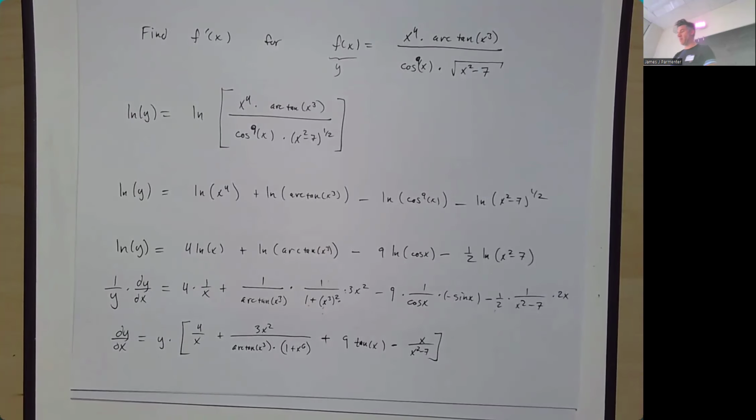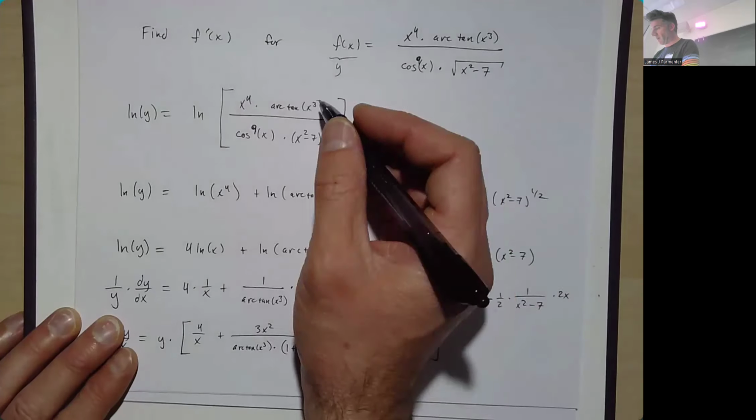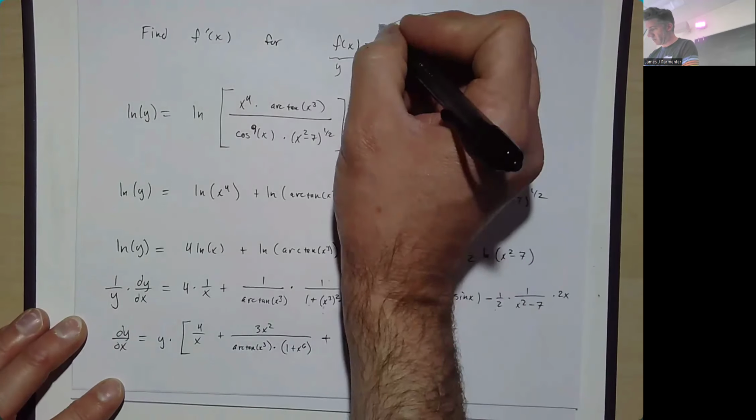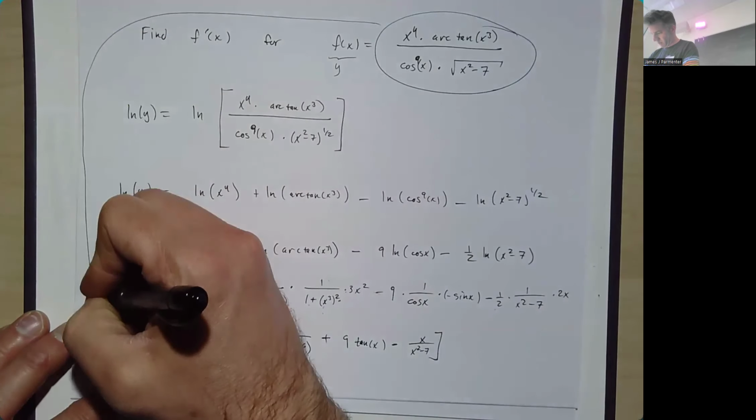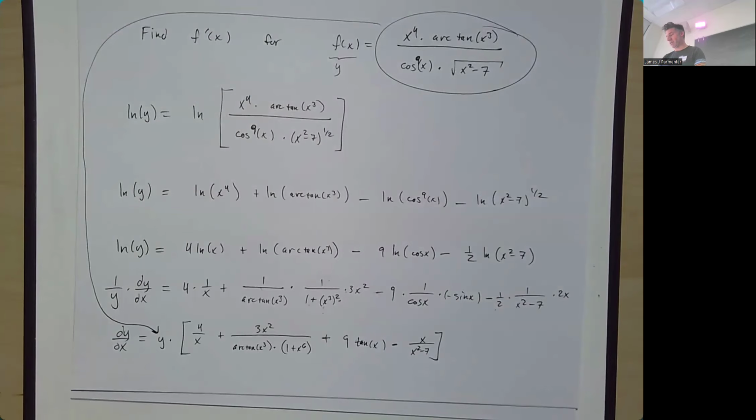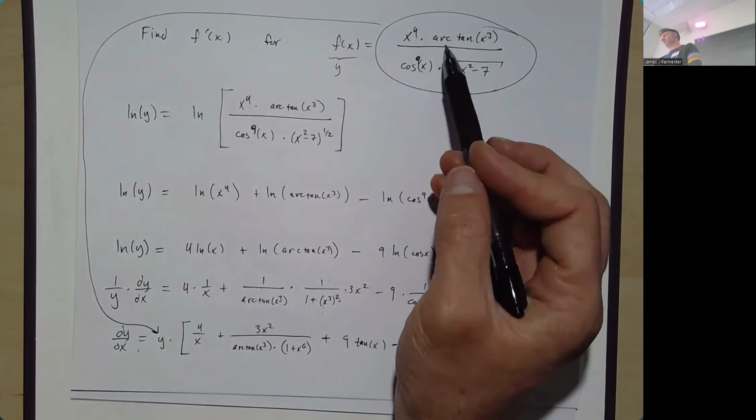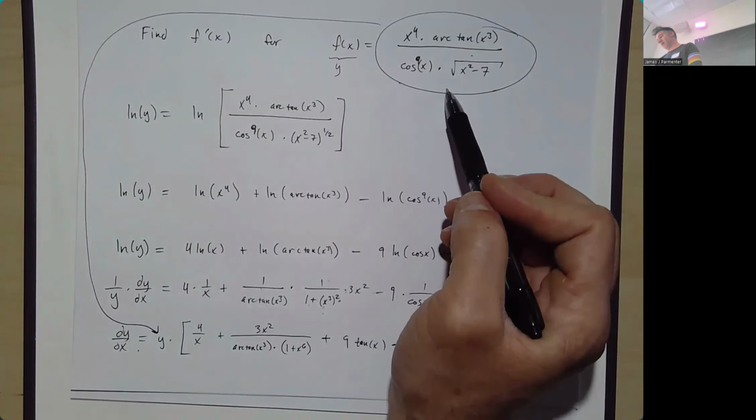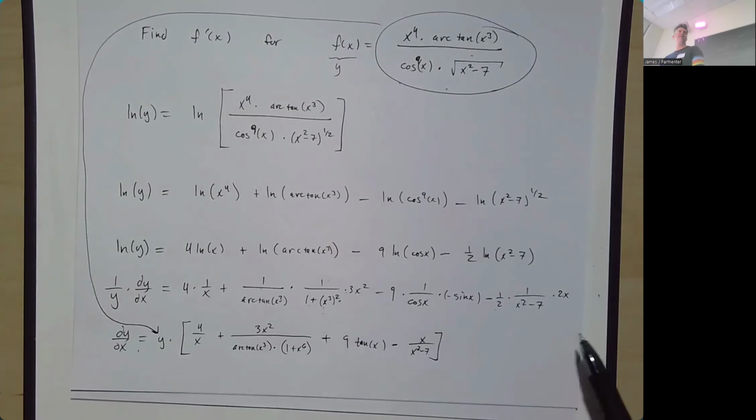The last step should then be to plug in the fact that y is equal to all of this hot trash right there. So the last step would be to write your answer as dy dx equal to x to the 4th times arctangent of x cubed divided by cosine to the 9th x times the square root of x squared minus 7 times all of the rest of this. That would be your final actual answer. It's terrible. I'm not going to write it. I'm really not.